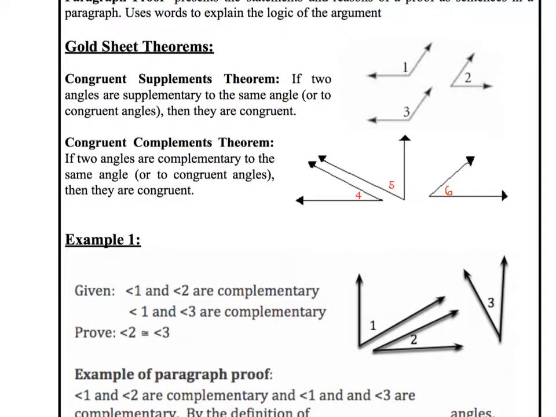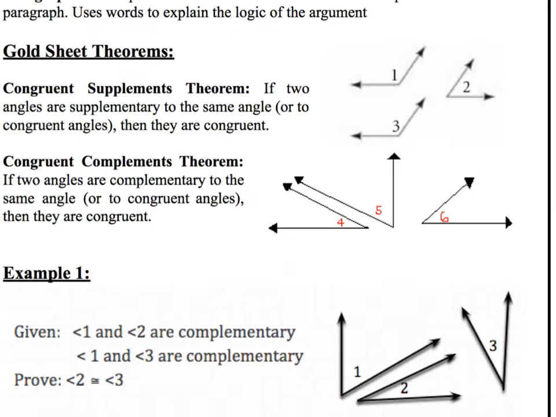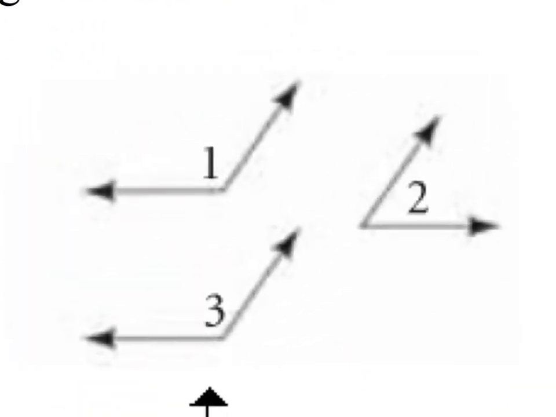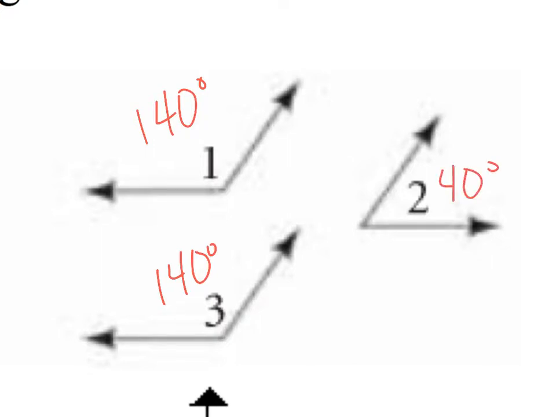Mark this up, and this might be a good thing to do in your notes too. You could write down this example on your gold sheet. So we know, let's say hypothetically, that angle 1 is 140 degrees. So is angle 3. And angle 2 is 40 degrees. So we know that angles 1 and 2 are supplementary. We also know that angles 3 and 2 are supplementary because they add to 180. And so we can say that 1 is congruent to 3.